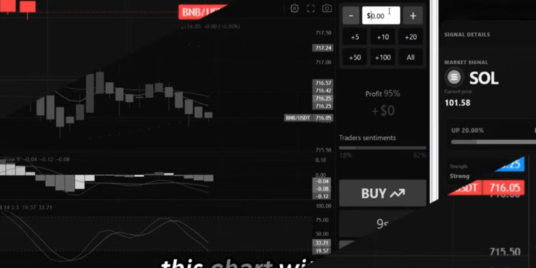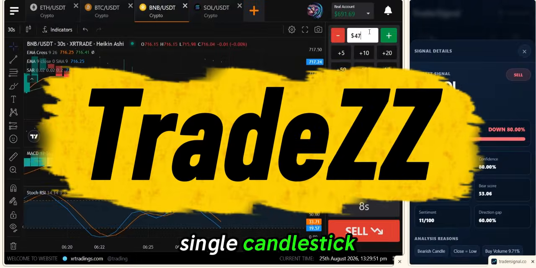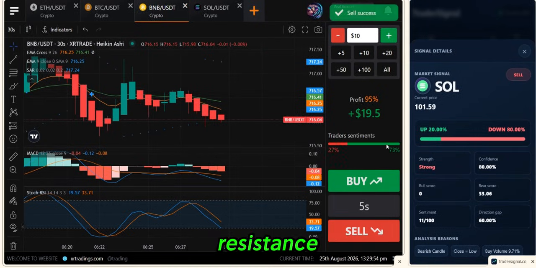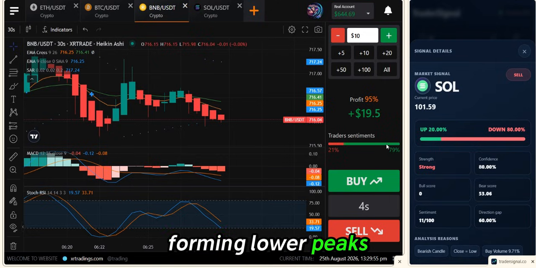Let's look at this chart without guessing from a single candlestick, but let all the tools tell the same story. Starting with the price, there was a bounce earlier, but after hitting resistance, the price started forming lower peaks and then gradually fell. This indicates that downside pressure is still active.